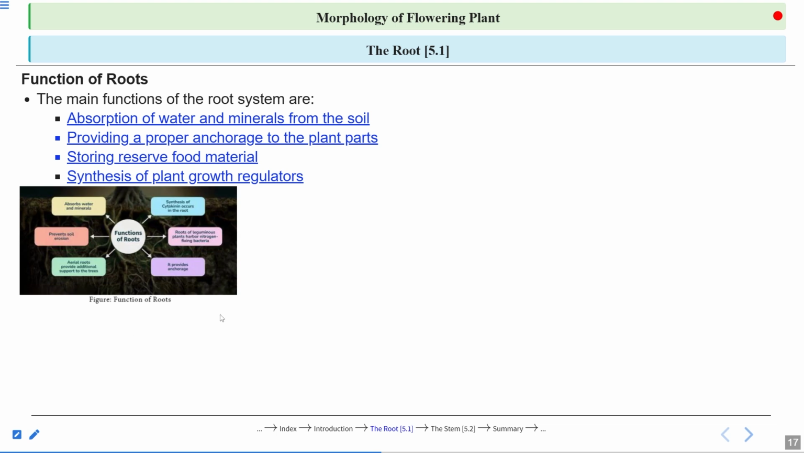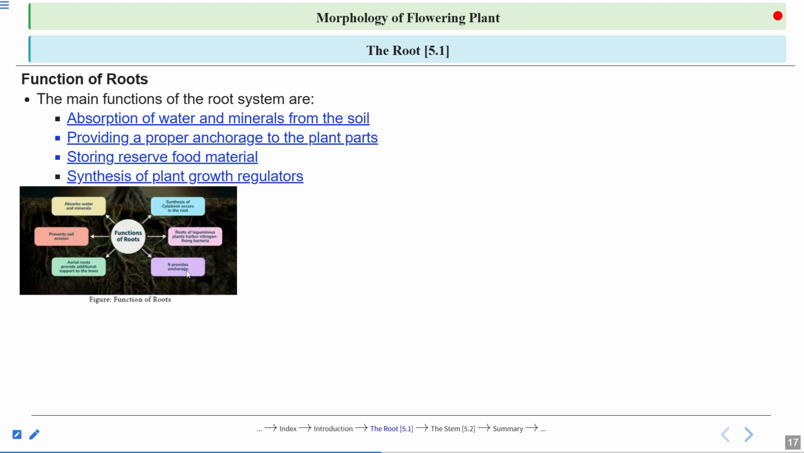So here you can see the aerial roots provide additional support to the trees, prevent soil erosion. Yes, they help in stopping the soil erosion. Absorbs water and minerals. Synthesis of cytokinin. Cytokinin, this is the name of the hormone. That is why it is mentioned here. The synthesis of plant growth regulators.